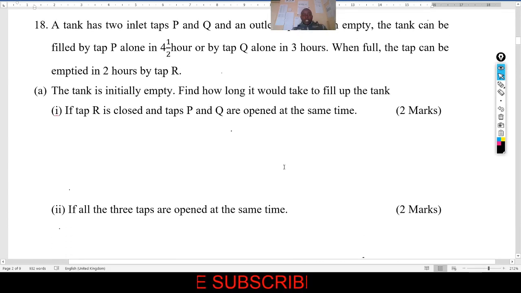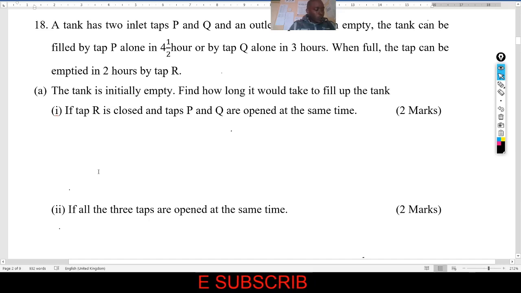Then question number 18 says that a tank has 2 inlets, that is tap P and tap Q, and an outlet tap R. When empty, the tank can be filled by tap P alone in 4.5 hours, which is the same as 9 over 2 hours (2 times 4 is 8, plus 1 is 9 over 2 in improper fraction), or by tap Q alone in 3 hours. When full, the tank can be emptied in 2 hours by tap R. The tank is initially empty. Find how long it will take to fill the tank.